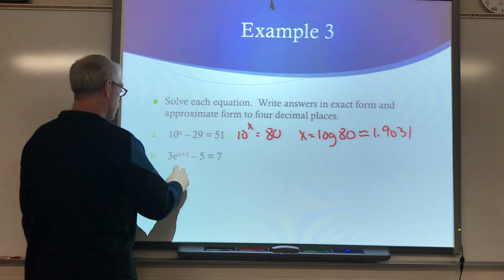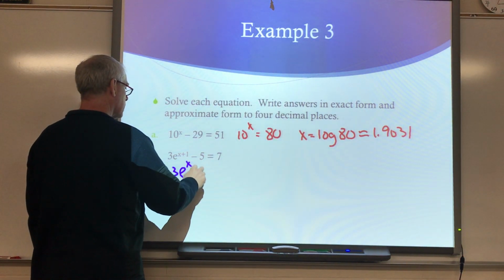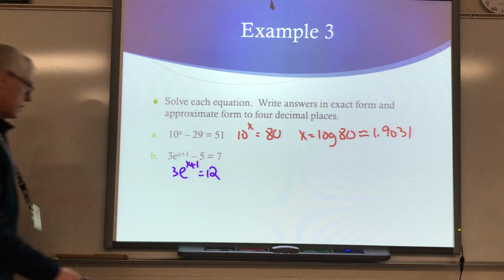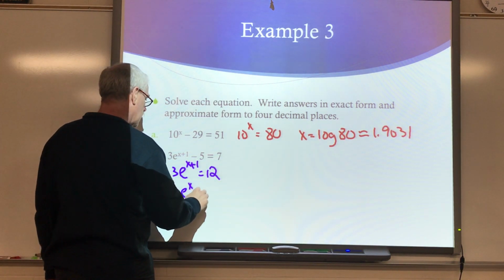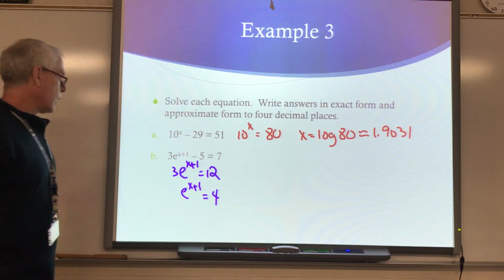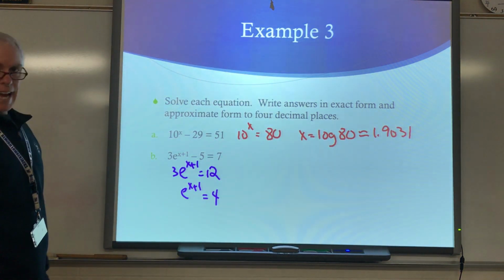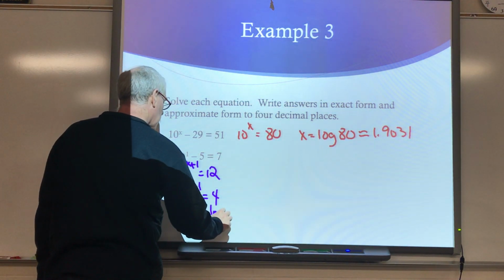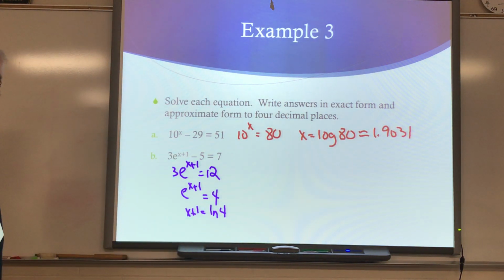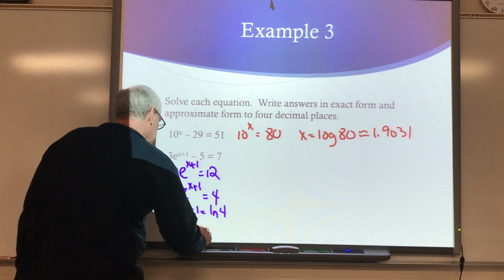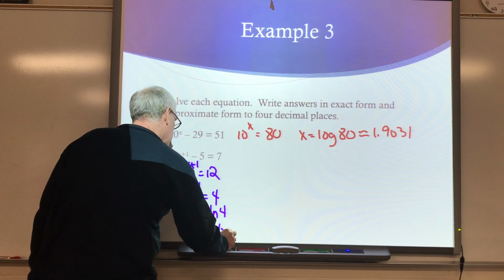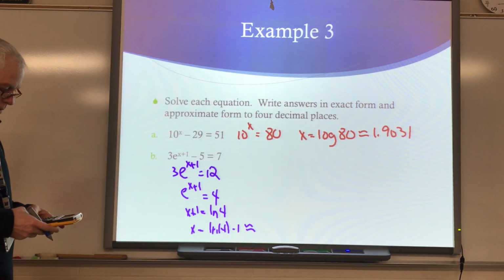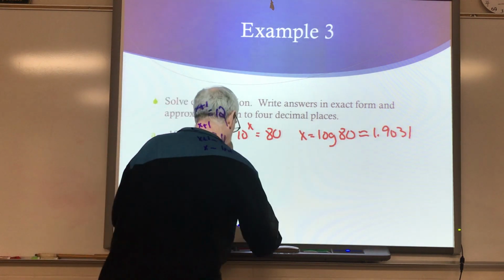Okay? The second problem, let's get that e by itself. So I'm going to add 5, 3e to the x plus 1 equals 12. Okay, divide by 3, e to the x plus 1 equals 4. Now I have to get rid of the exponents, so I'm going to take the natural log of both sides because I have base e. So the natural log of the left side is just going to be x plus 1. The right side is going to be ln of 4. And then I'm going to subtract 1. So x is going to be ln of 4 minus 1. And again, on the calculator, that's about 0.386.